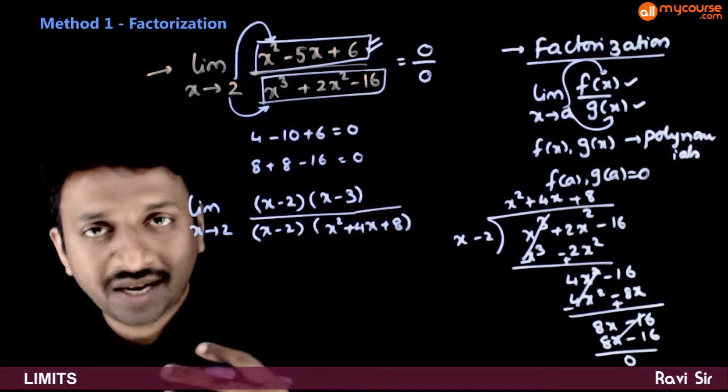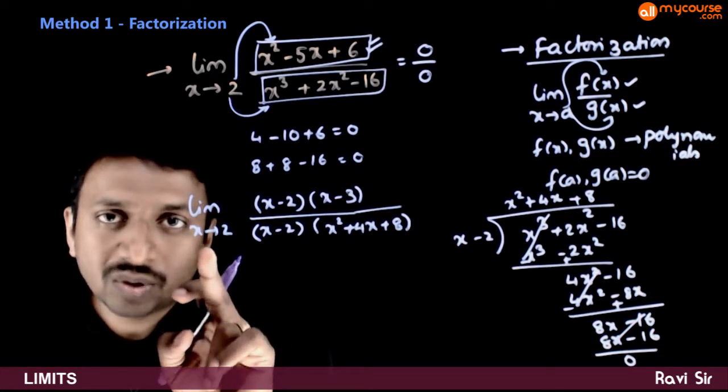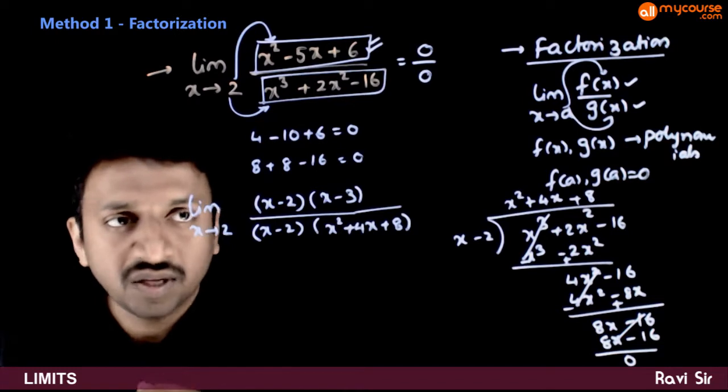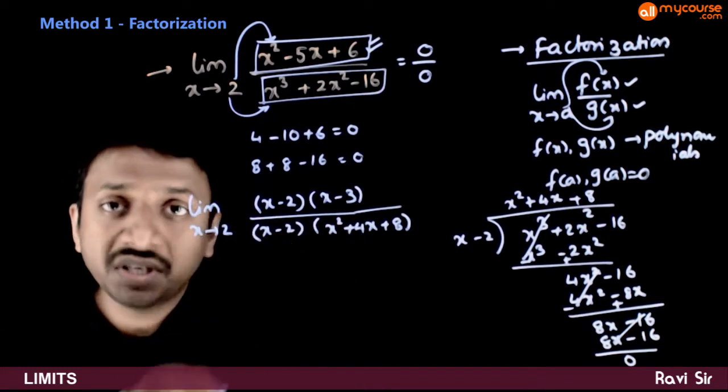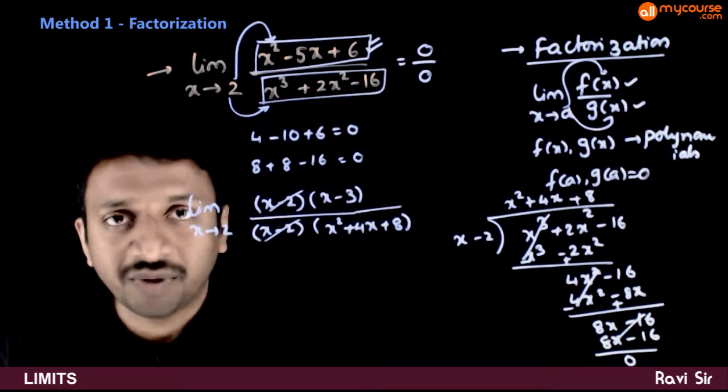Now let us use our logic. As x tends to 2, that means x is closer and closer to 2, but x is not equal to 2. Hence x minus 2 is not equal to 0. Hence I can cancel out x minus 2 in the numerator and denominator.